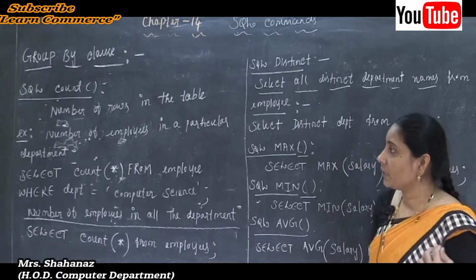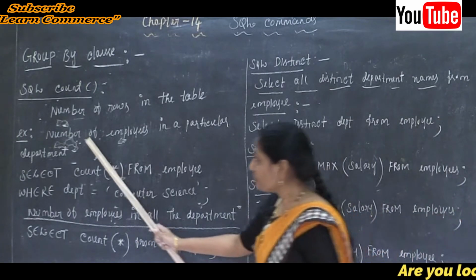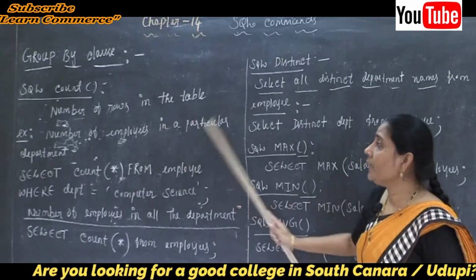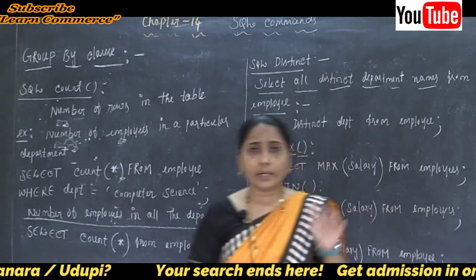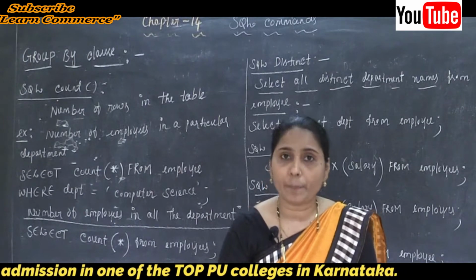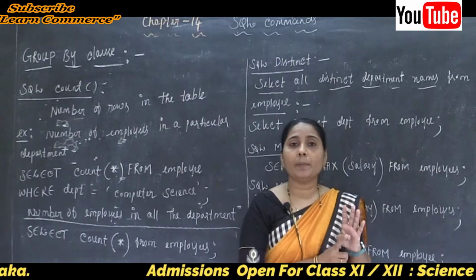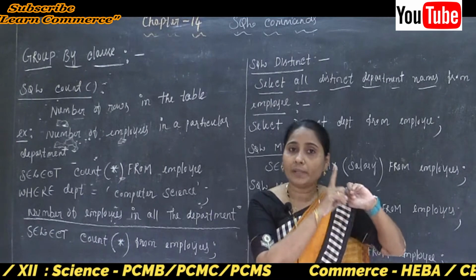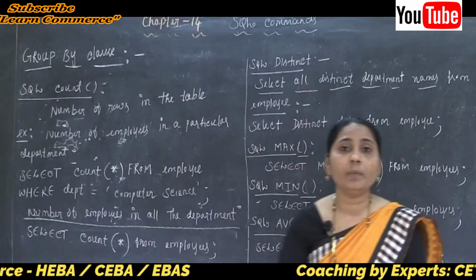Now let's see an example of SQL COUNT. Suppose we want to select the number of employees in a particular department. In our employees table we already added one column named department, and it has some department names, such as computer science, physics, chemistry, statistics and maths. Some values we have already given to the column department.